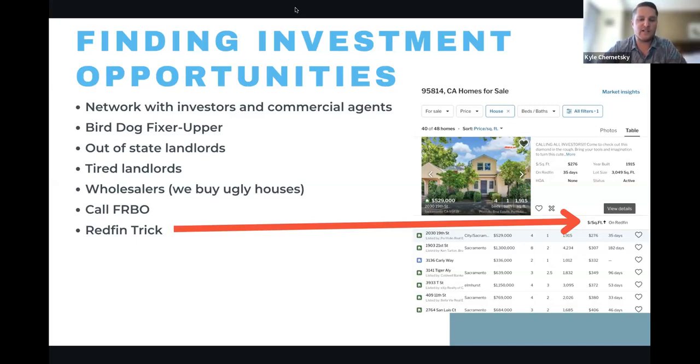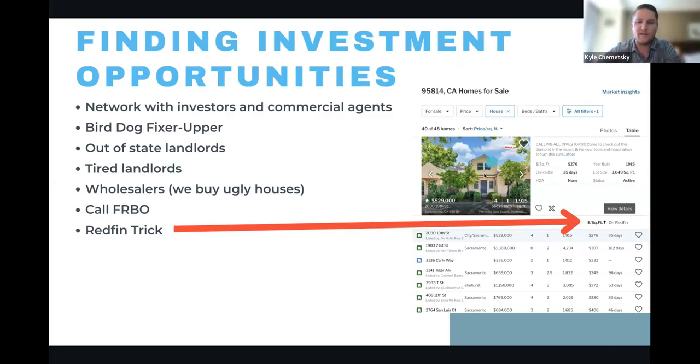Wholesalers are a great source of off-market opportunities. I personally love calling through FRBO. I know you do too, Ethan. And then I don't know if Kevin showed you guys his Redfin trick recently, but I wanted to remind you guys of it. You can also do this on MLS, but it's just easier the way Redfin presents the information. MLS is possible, but I don't think they present it as well.